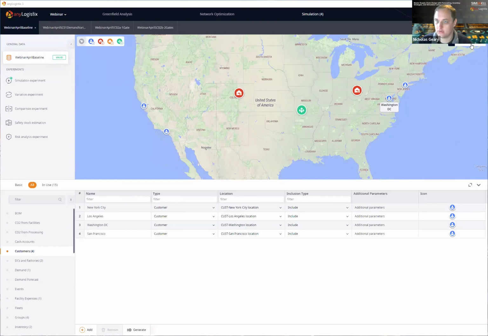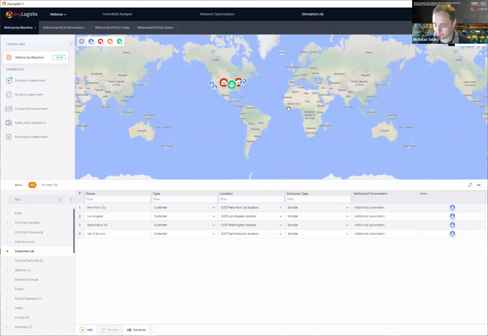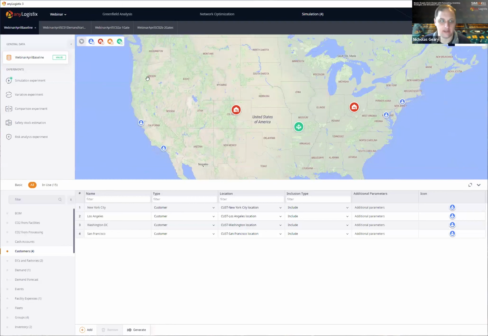If I go over here quickly to the structured view, you can see that we have one supplier and factory shipping to 2 separate DCs, and both of those DCs are serving customers on the East Coast from Columbus and on the West Coast from Denver. If I scroll back in here, you can see where everything is on the map.